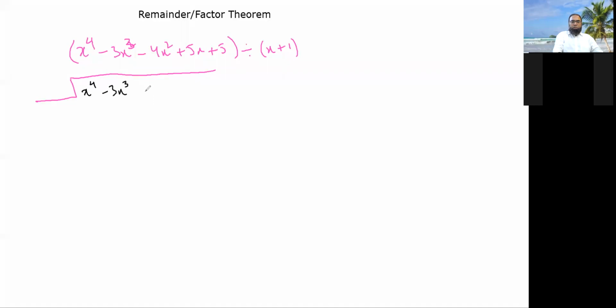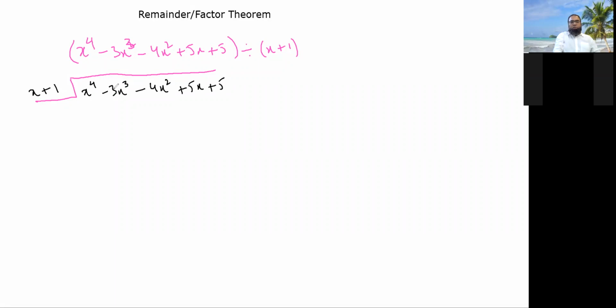Sorry, which exercise is the question from? From exercise 1E. Okay. Right now you don't need to look at the book, just look at the board and keep on copying the things. I just want to show you how cool this remainder factor theorem is.